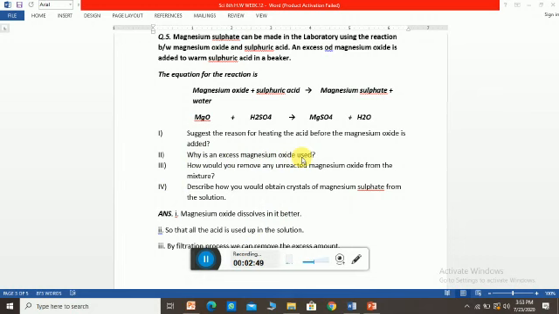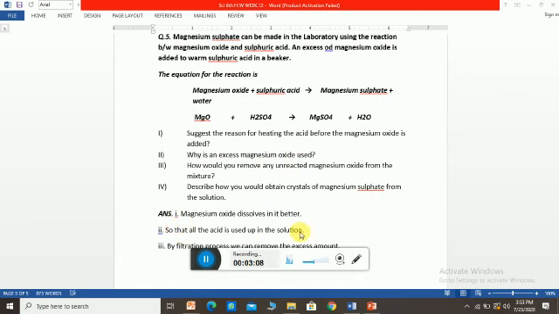This was actually the second step of the reaction. In that second step we discussed that the excess is used so that all the acid in the solution will be used up.